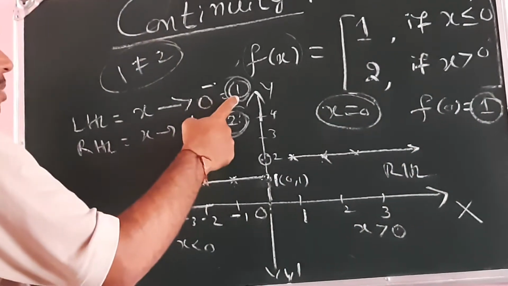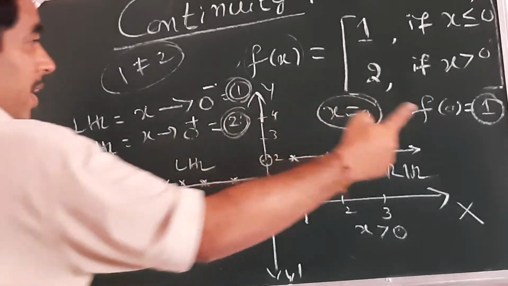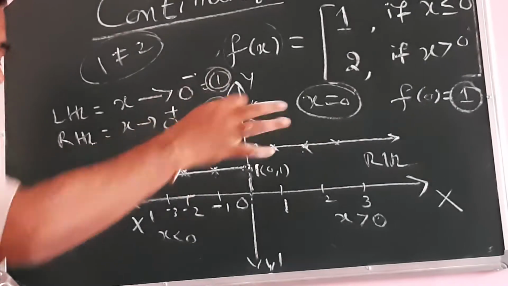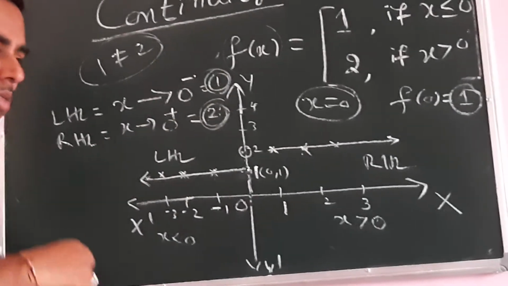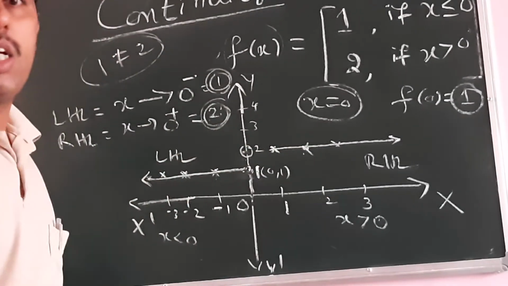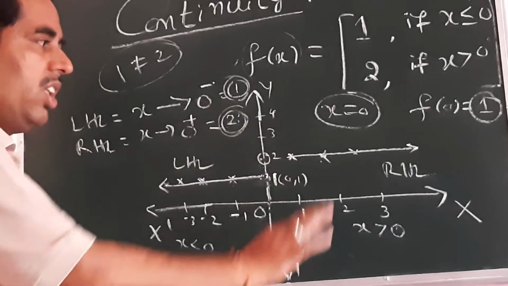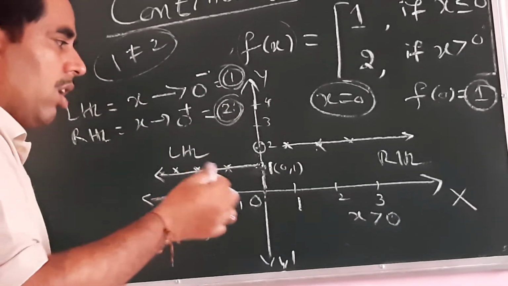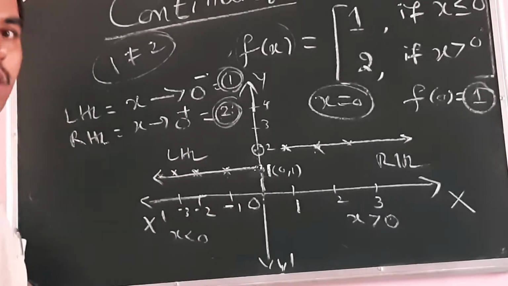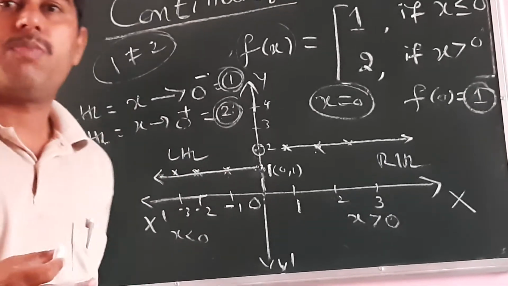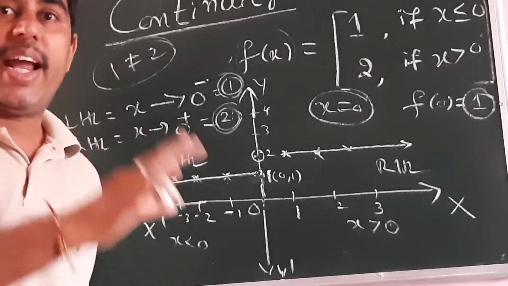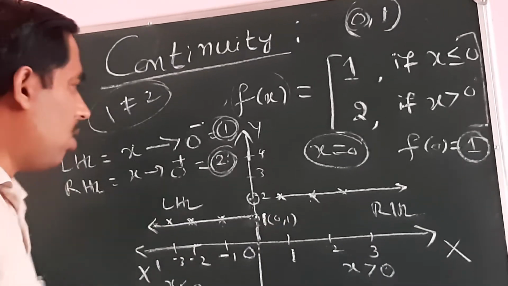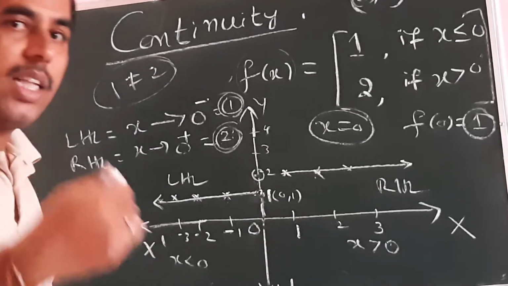Here, the left hand limit is 1, the right hand limit is 2, and the value of the function at the given point is 1. So all these are different, they are not coinciding with each other. Therefore, this function is not continuous. We cannot draw this function continuously, so we get a break here. All the functions which have a break at some point are discontinuous. They are not continuous. So we can understand it like this also.